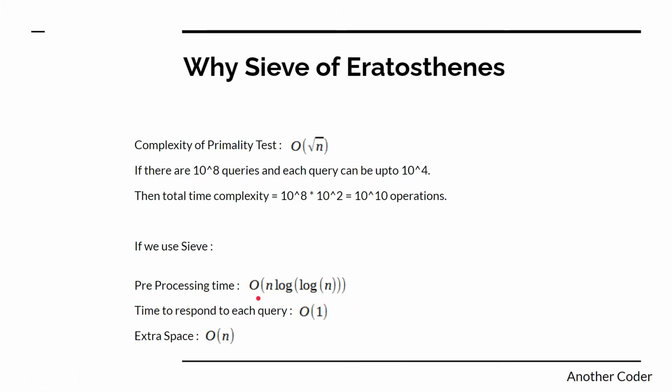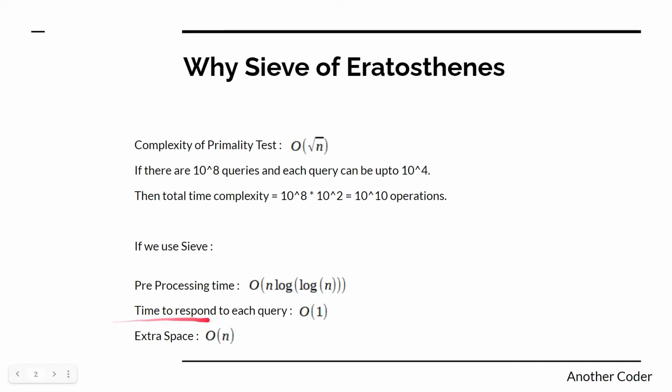In Sieve of Eratosthenes, we maintain a Boolean array or a Boolean vector of numbers where we store for each number whether it is prime or not. So we calculate beforehand for all the numbers in the range from 1 to n whether they are prime or not, and then we can answer each query in constant time. We just need to look at the value at that particular index. If it is true, then it is prime. If it is not true, then it is not prime.